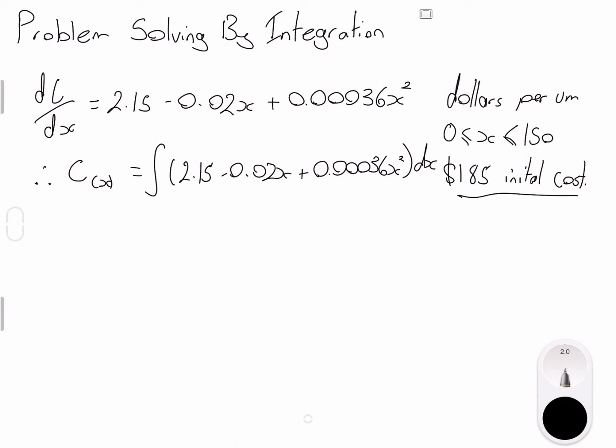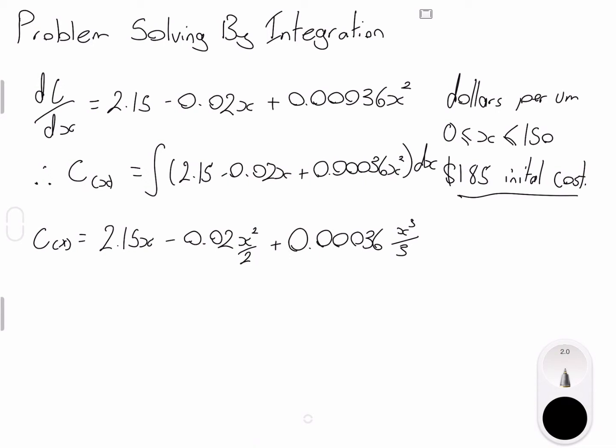Let's work out the antiderivative of our function. We've got 2.15, so the antiderivative of that is 2.15x. Take 0.02, the antiderivative of this is x squared over 2, plus 0.12336 x cubed over 3, plus C. Now, we're told that the initial cost, which would be C naught, is equal to 185.